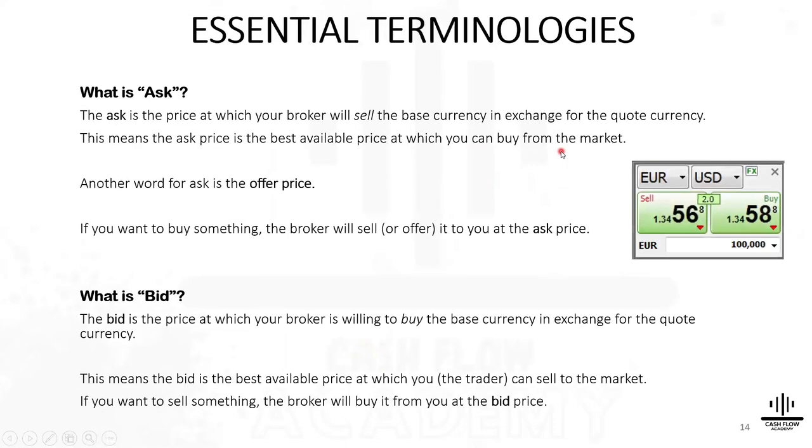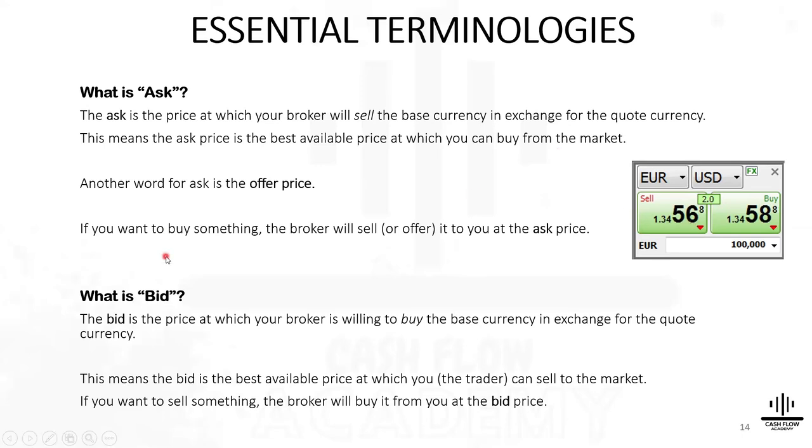So now we're going to talk about the essential terminologies. It's good we become conversant with these terminologies. What is ask? The ask is the price at which your broker will sell the base currency in exchange for the quote currency. This means the ask price is the best available price at which you can buy from the market. The ask price is just the price that you can buy. So the ask price is what price can you ask for this currency? Very simple. So if you want to buy something, the broker will sell or offer it to you at the ask price.